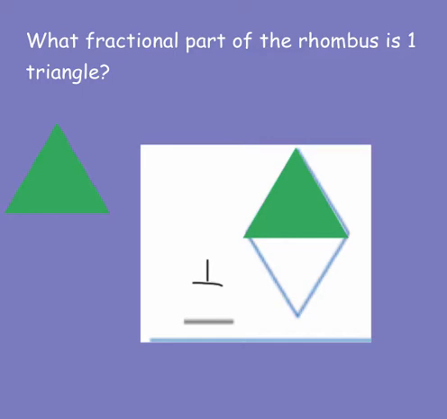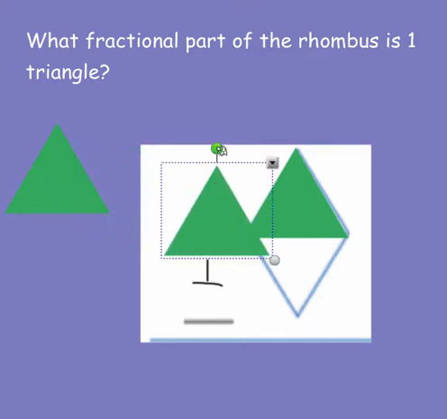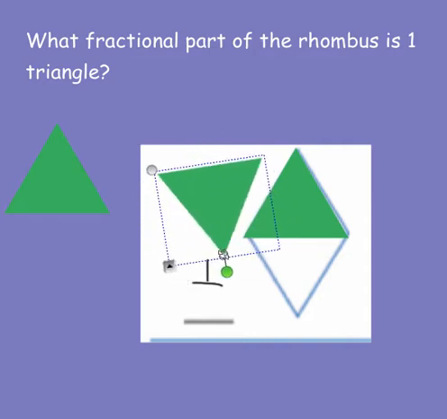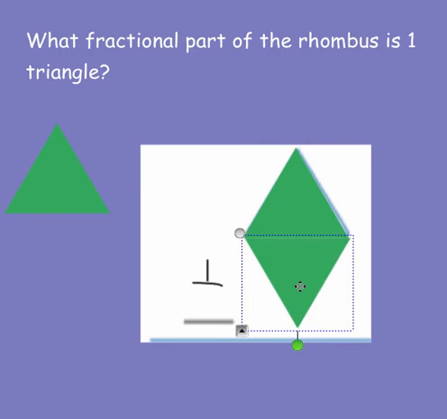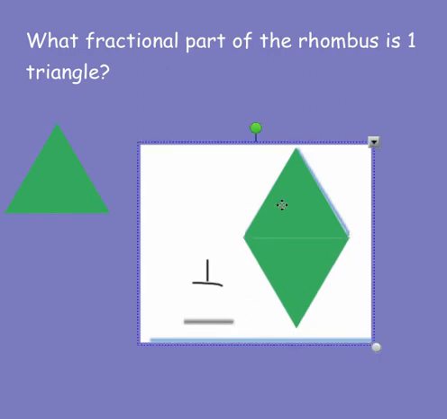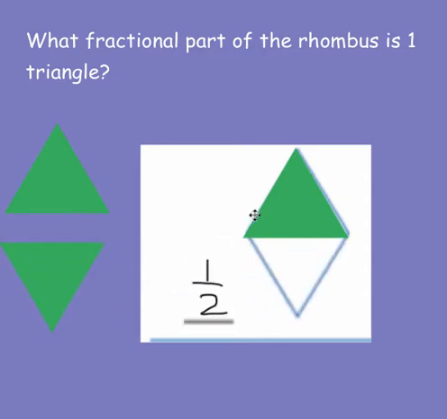Let's go back and grab another triangle. You can see that if I take another triangle and turn it around, I have to flip it upside down. But when I do that, it does fit inside the rhombus. So the fractional part that this one triangle takes up is 1 out of 2, or 1/2. Remember, that was when I was talking about one triangle. So here we go again. One triangle takes up 1/2 out of my rhombus.